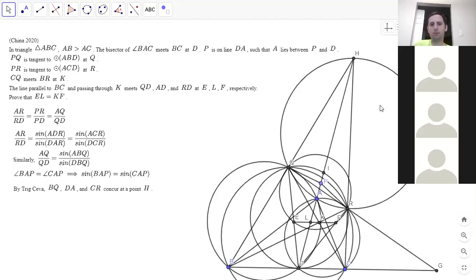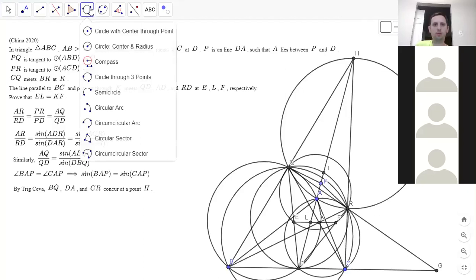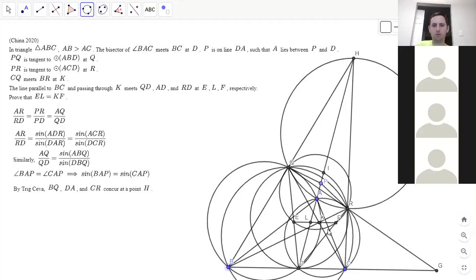So, and I think that would also mean GA is tangent. Let me draw that circle through A, B, and C. Yeah, so I think those two circles are also tangent. There's a lot sort of going on here. And then by the radical axis theorem, those three would concur. Do we use a homothety to show?